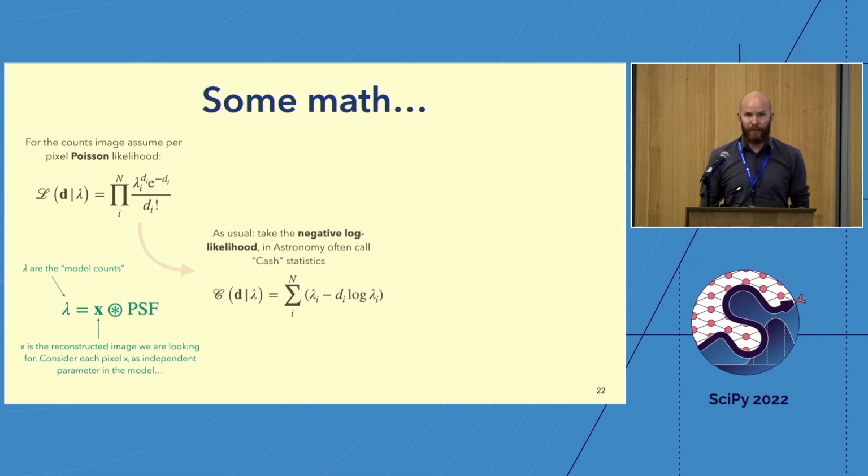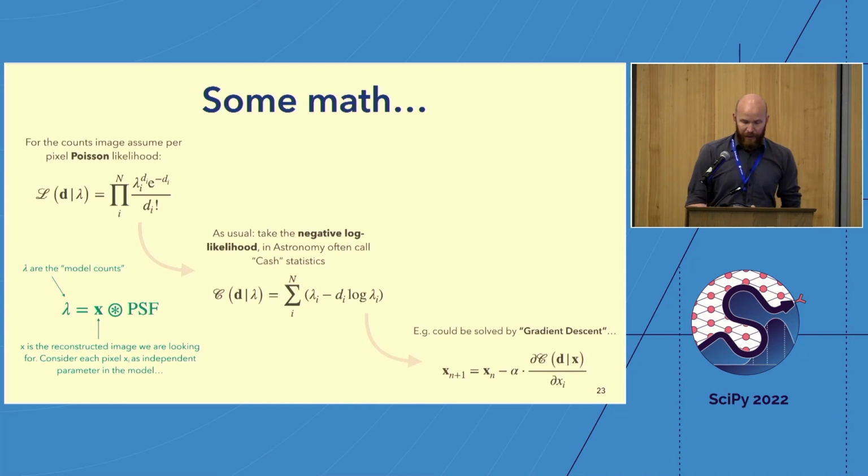And lambda in this case are the model counts, so these are the counts that we're trying to predict. And in this case, it just consists of this image X, the one that we're trying to reconstruct, and a model of the PSF, and this X is then just convolved with the PSF. One could, in general, consider each of these pixels x_i as an independent parameter in the model. But then just straightforwardly, one could solve something like this, for example, using a classical gradient descent approach.